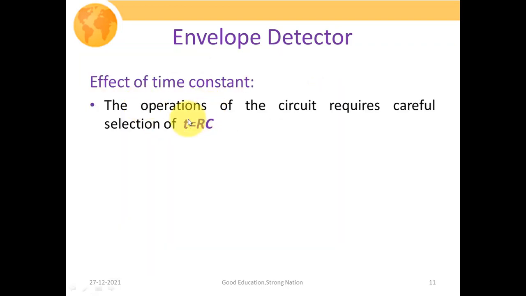So the effect of the time constant, although I have already discussed it, let us still formulate whatever we have studied. The operation of the circuit requires careful selection of T equal to RC. Here we have mentioned this T as a time constant, but while explaining I have used the term tau. It is used interchangeably in several textbooks, tau, and T represents time. So here just consider that T equal to RC is showing your time constant value.